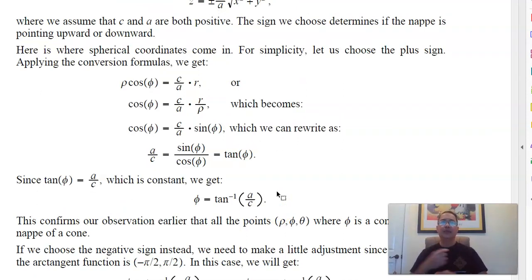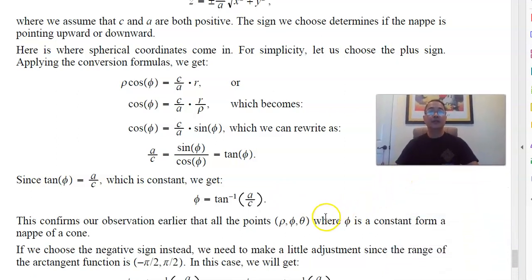And well, if you choose the sign of a or c to be negative, only one of them, then you can create an upside down cone, where the tangent will be negative, but again, you have to make a slight adjustment, because phi is between 0 and pi, and inverse tangent takes us from minus pi over 2 to pi over 2. So if you want to play with the negative value for a or c, I don't recommend that actually. You will have to add pi when we set up our integrals later on.